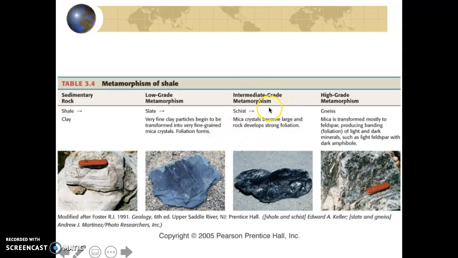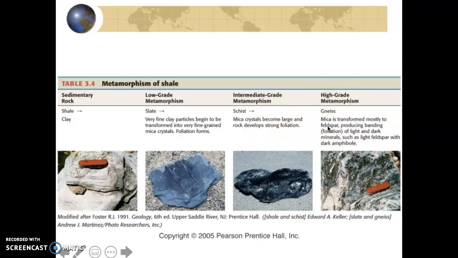If you increase the pressure and temperature enough, the minerals will actually become visible. So what's happening in the metamorphic process is that new minerals form and grow. And when you get to this intermediate grade, the minerals are big enough to identify. And at that stage, we call the rock a schist.